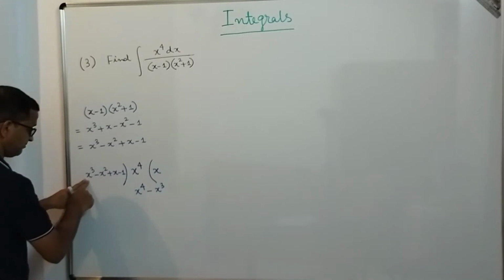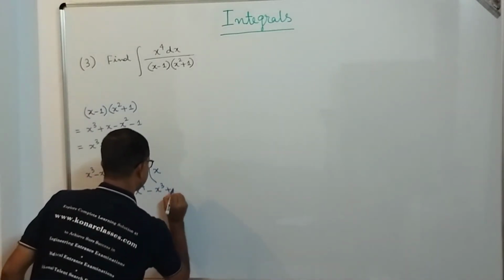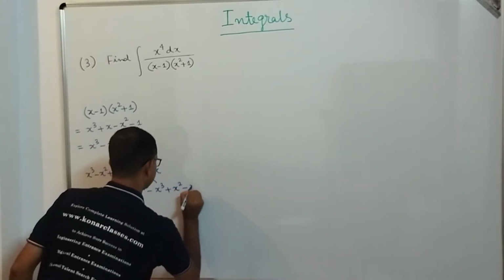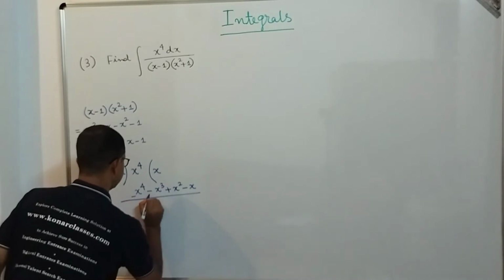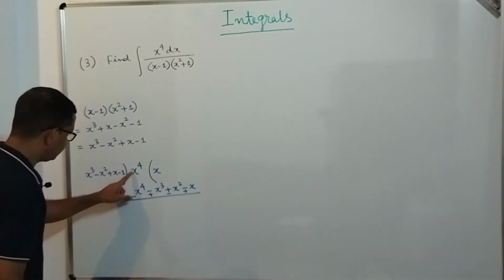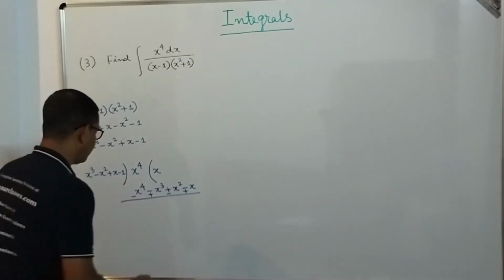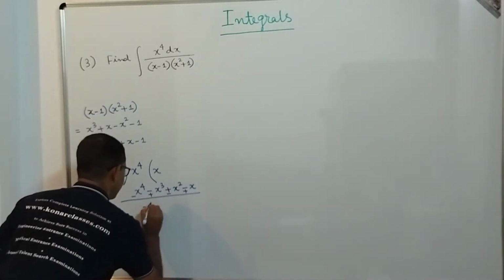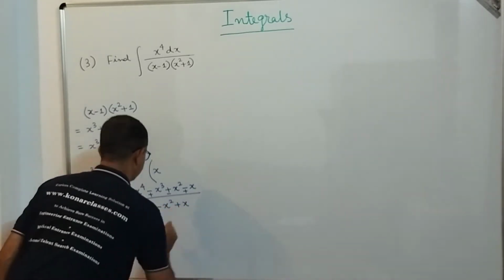So first is x to the power 4 minus x to the power 3 plus x square minus x. Okay, then this will be minus, this will be plus, this will be minus, this will be plus. So x to the power 4 minus x to the power 4 will get cancelled. So what are we left with? We will be left with x cube minus x square plus x.